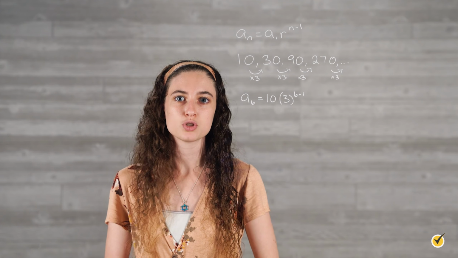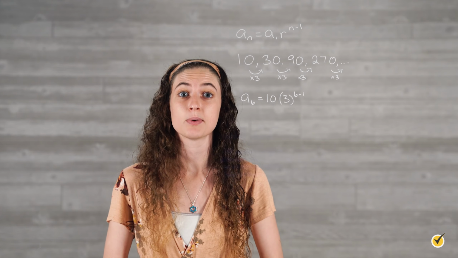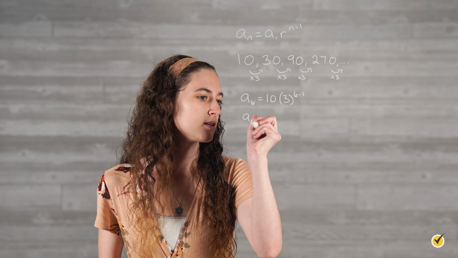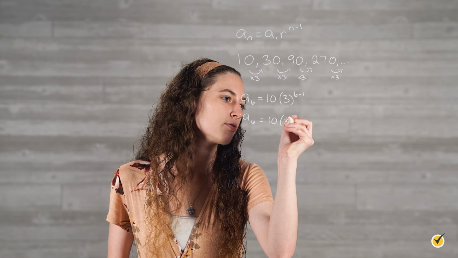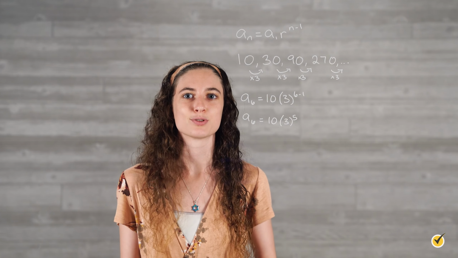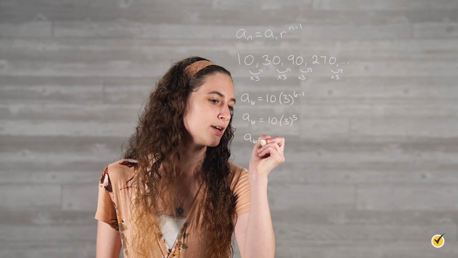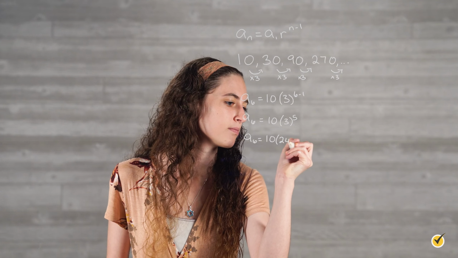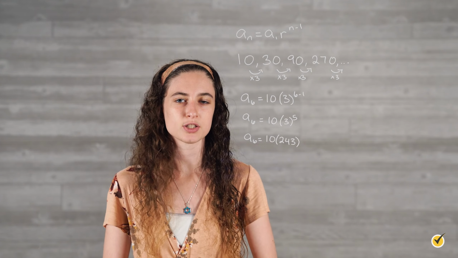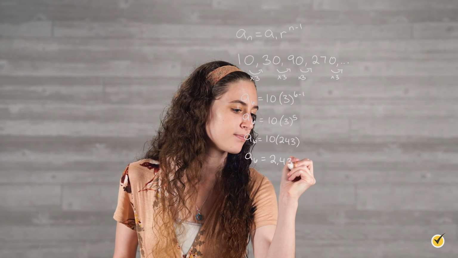Now that we've replaced the variables with numbers, we can solve the equation using the order of operations. First, we need to simplify the exponents. Since 6 minus 1 equals 5, we can rewrite the equation using one exponent. a sub 6 equals 10 times 3 to the 5th. Next, we can solve 3 to the 5th, or 3 times 3 times 3 times 3 times 3, which equals 243. So a sub 6 equals 10 times 243. Finally, we can multiply 10 times 243 to get our final answer. So our sixth term in our sequence is 2,430.